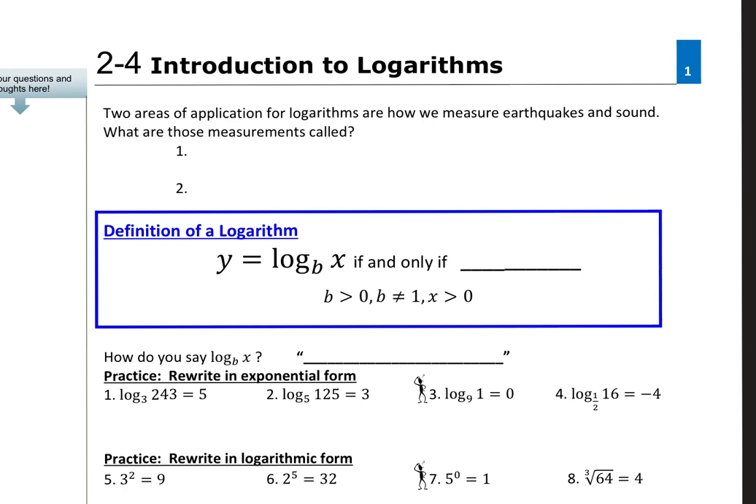All right, 2-4, we're talking about logarithms. This is a whole new type of math. It's going to feel a little bit weird, but it's actually very, very easy. A couple rules you got to remember.